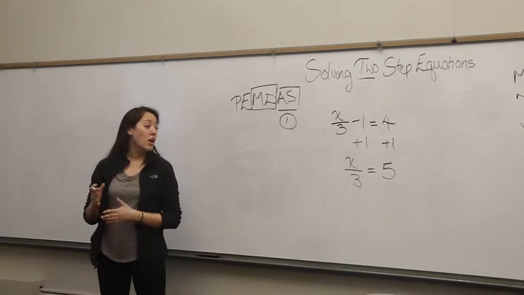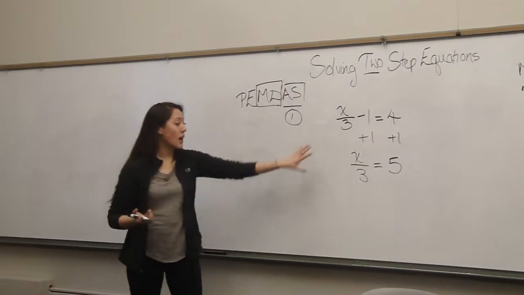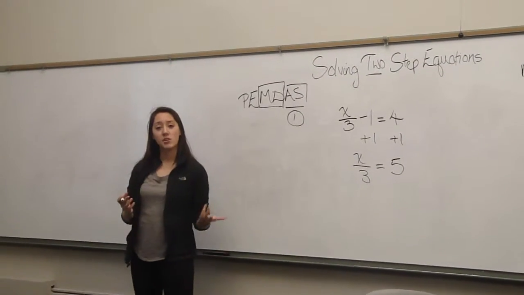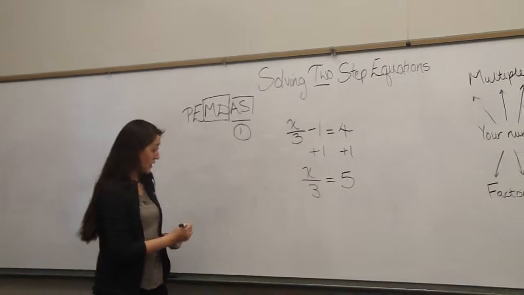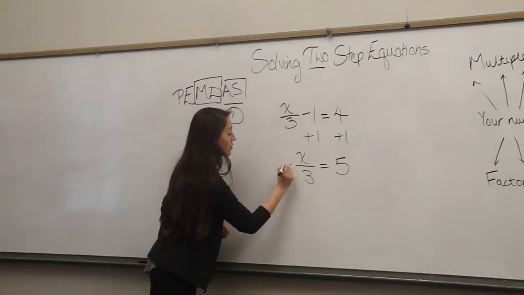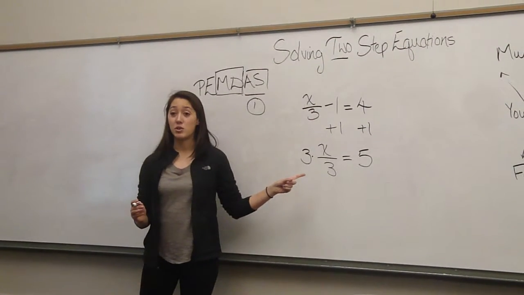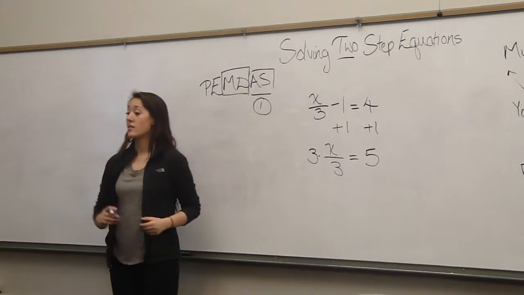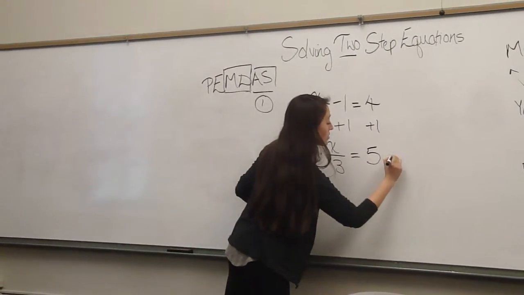Now can someone else volunteer and tell me, what would I do next in order to isolate my x? What would be the opposite operation that I'd be performing? Yes, Abby. Multiply by 3. Yeah, I would go ahead and multiply by 3, okay? Now, can someone else explain to me what is the big thing that I need to make sure that I'm doing here? Yes, Wyatt? Multiplying on both sides to keep it balanced. Yeah, exactly, to keep it balanced.